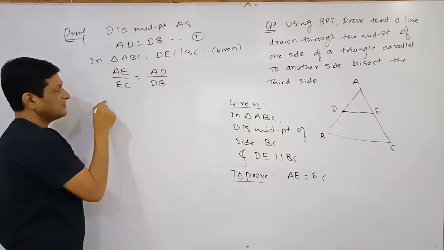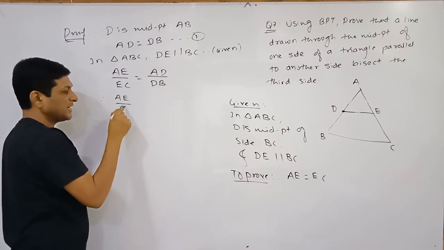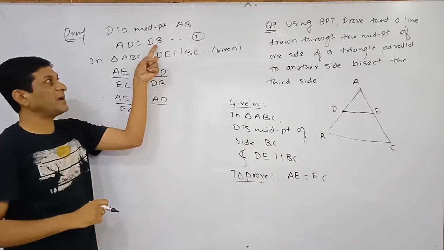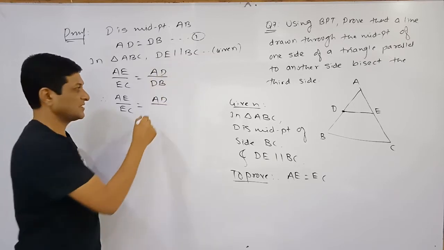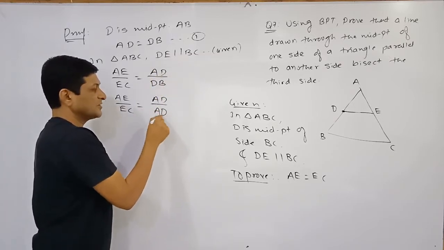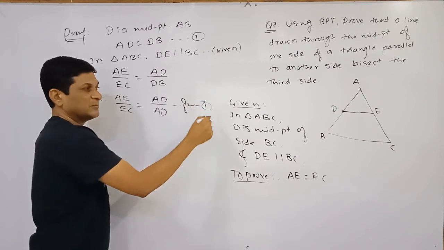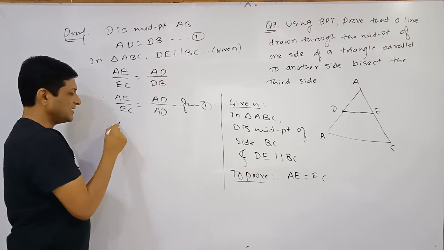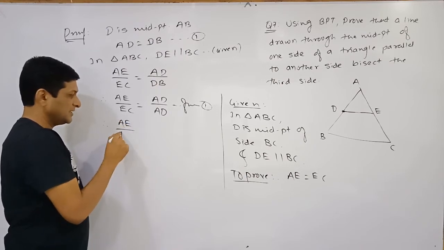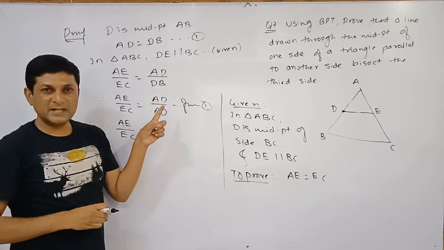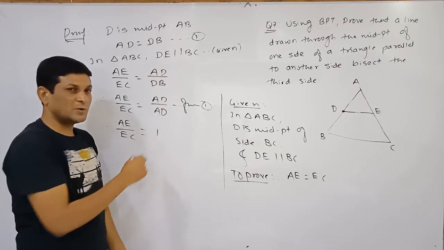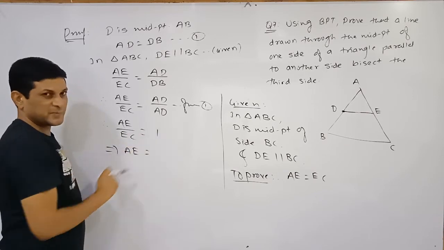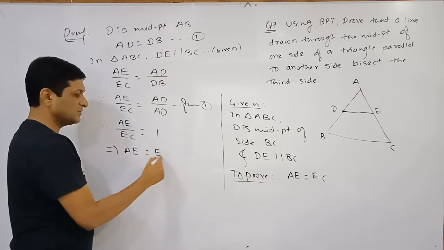So AE upon EC, keep it as it is. On this side AD also as it is. Can I replace this DB by what? AD. From which equation? First. So replace this DB by AD; this value we are substituting from equation number 1. Therefore AE upon EC will be equal to AD upon AD, which is equal to what? 1. So this implies that AE is equal to EC, as EC gets multiplied on this side, and EC into 1 is equal to EC.